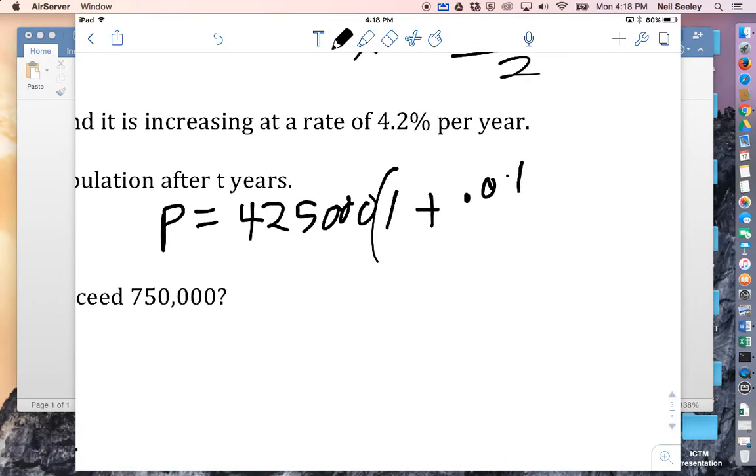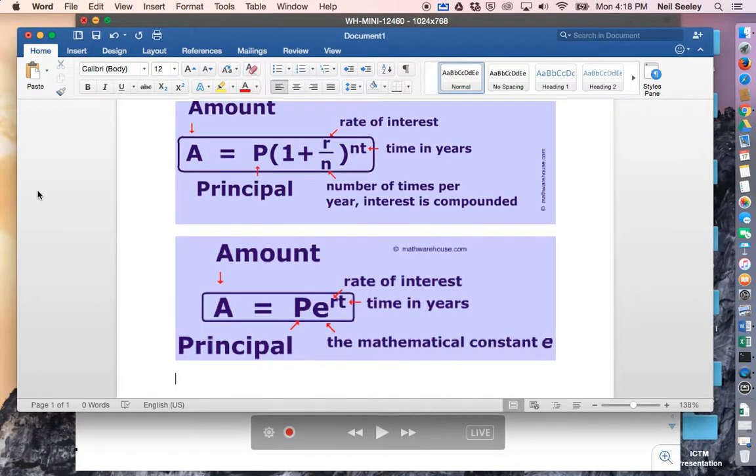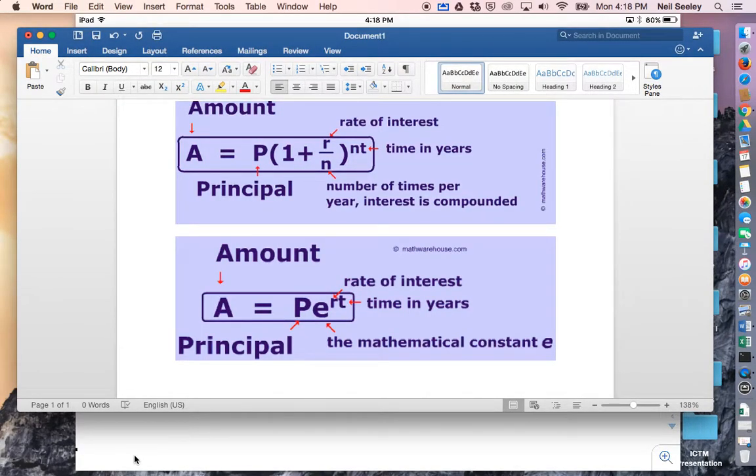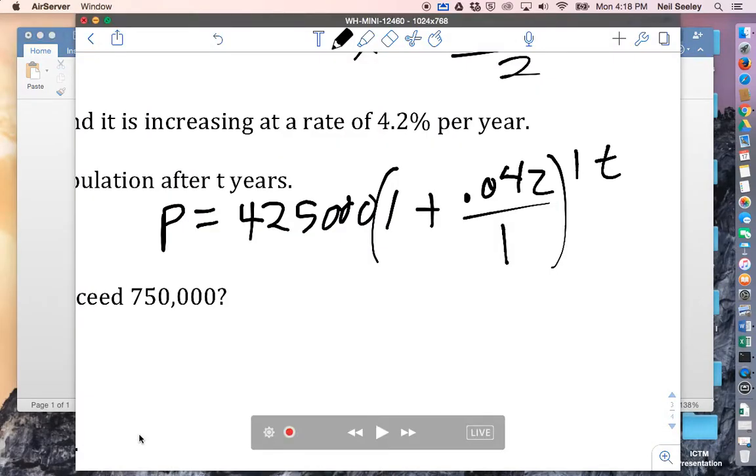Make it a little bit bigger. 4.2 over. It's happening yearly, per year. My compoundings is 1 time per year. Now this is emphatic. I don't need to put the 1 in there. But I just want you to know that one formula that we have is all that we need for doing those compoundings, even yearly, if that's possible. The second one is continuous compounding, which I'll show you use for that in just a minute.